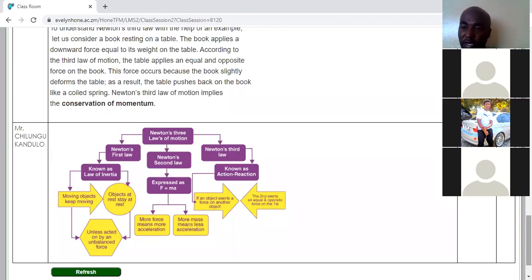two bodies, one exerts 20 Newton on the other. What is the force that the other will exert on the first when they're interacting? Your answer should just be the same 20 Newton. Why? Because for every action force, there's an equal and opposite reaction force.